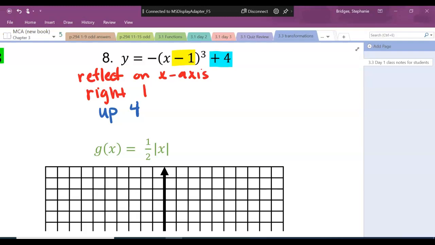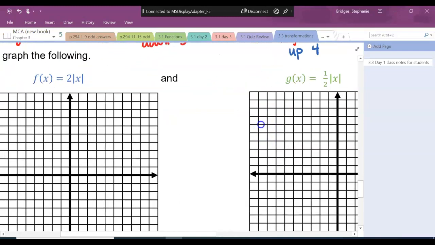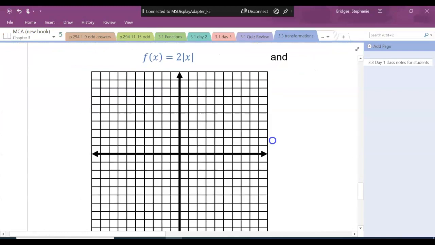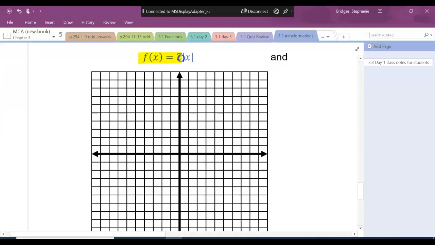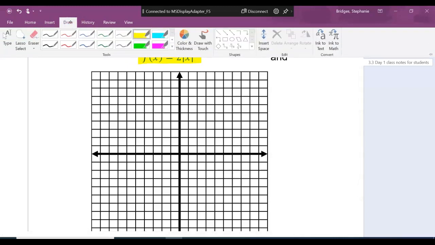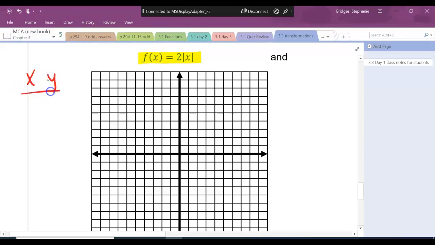Now, what I would like for you to do is take a minute and graph the next function. F of x equals 2 times the absolute value of x. You're going to choose your same 5 values. This time there's a 2 being multiplied by my function. I want to see what happens to that when we graph it, comparing it to the original. So you probably have to flip back over to see if you can tell what is happening.